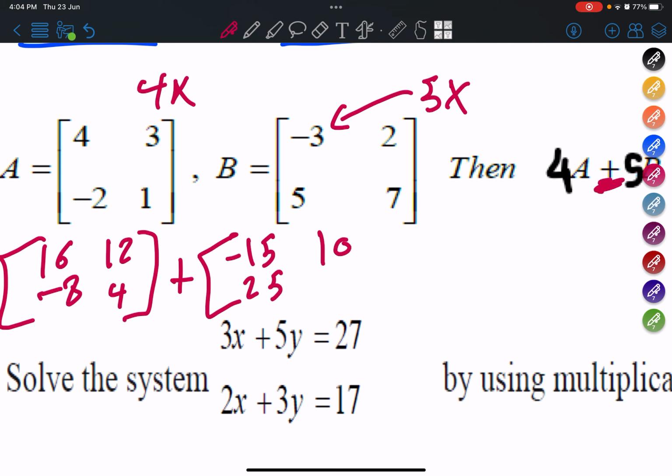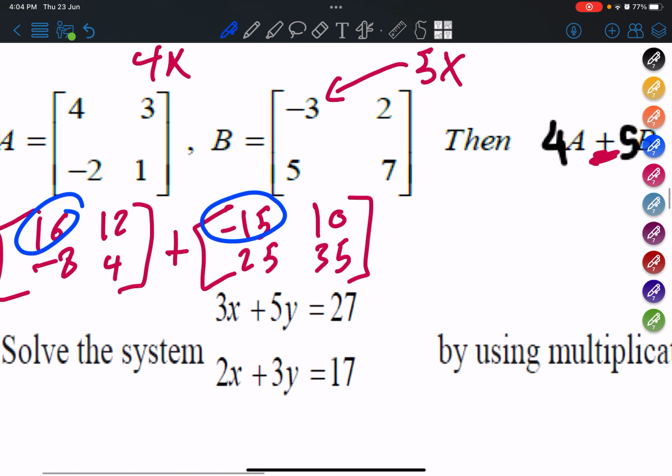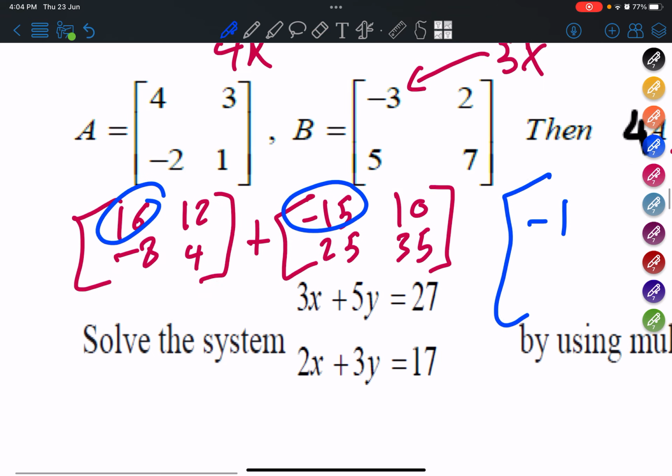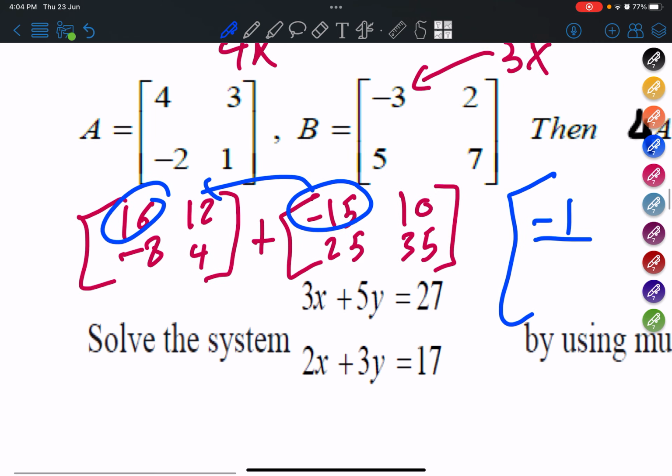And finally, 5 times 7 is 35. Okay, so now we can just add each element. So 16 plus negative 15 will give us negative 1. Let's just make it a bit bigger. Okay, yeah, that's much better. So negative 15 plus 16 is going to equal negative 1.